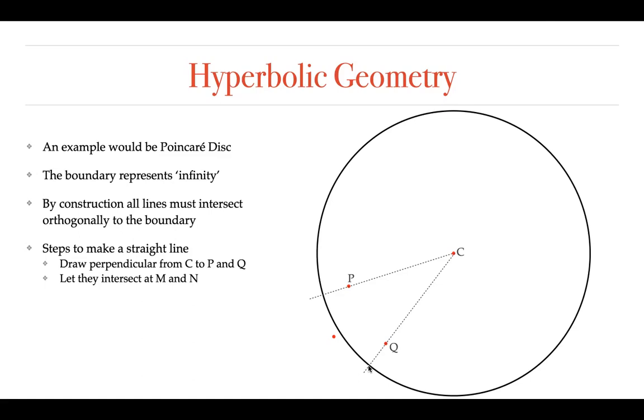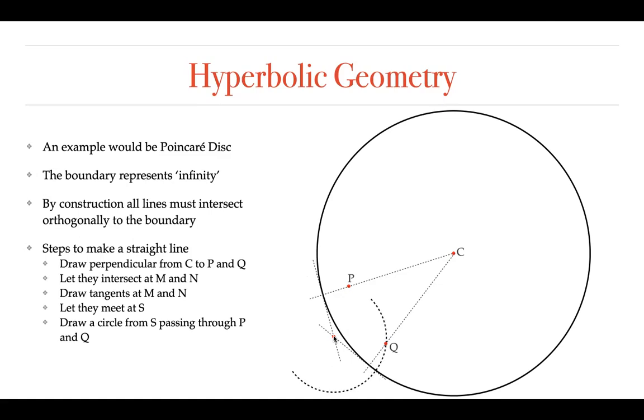From M and N, now draw tangents. This is tangent 1, this is tangent 2, and let's say these meet at some point S. Now from S you draw a circle which passes through both P and Q. This is a circle that has P and Q on its circumference and S as its center, and now your line is this. By construction, we have ensured that this angle is 90 degrees, and this is your straight line in the case of hyperbolic geometry.